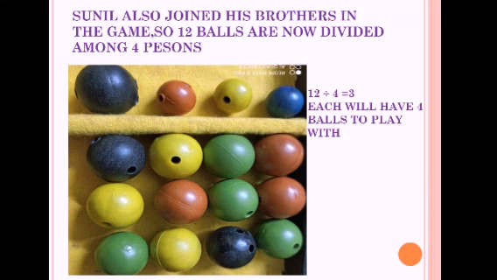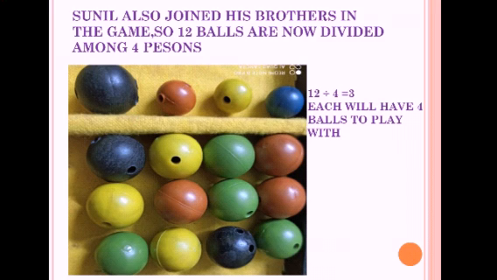Look here. Previously they were getting 4 each. Now since 12 is divided by 4, each will get 3 balls. Now this is what you have to look at here. In the very first diagram we saw 3 rows and there were 4 balls each. So there were 12 balls. In the last picture we saw that Sunil divided the balls among his 3 brothers. So we divided the number of balls by 3. So each was getting 4.